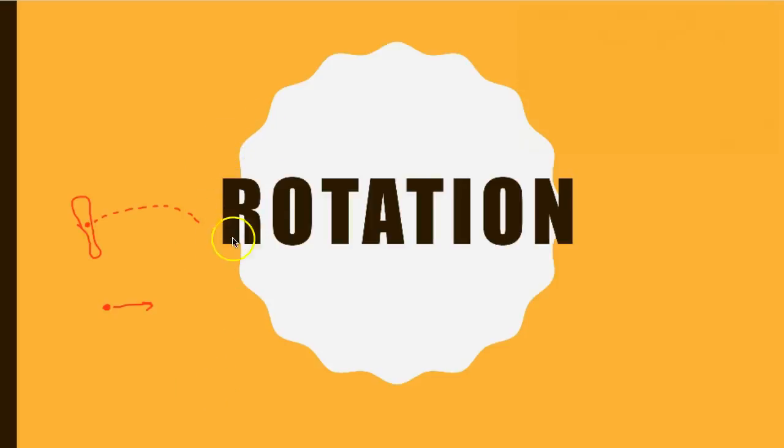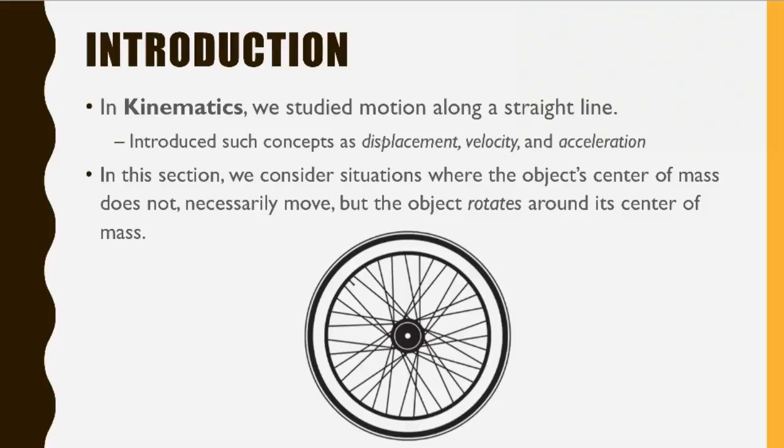We're gonna start to treat objects as rigid objects, and we're gonna be able to talk about their movement in terms of their rotation as well as their translation. And so, in the past, we've talked about this idea of kinematics, and that's really linear motion of objects in a straight line. We talked about terms like displacement, velocity, and acceleration.